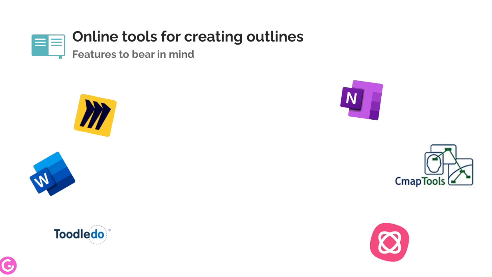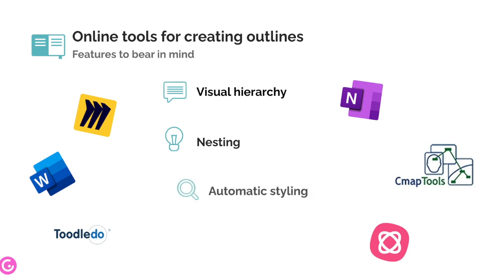However, there are some important features to bear in mind when choosing an app to create your outline online. Visual hierarchy. The app chosen should make it easy to visually distinguish outline sections and main ideas. Nesting. Apps should let you create parent items, each of which you can have an unlimited number of children items. Doing something to the parent, for example, indenting it, outdenting it, moving it to a new place, applies the same change to its children.